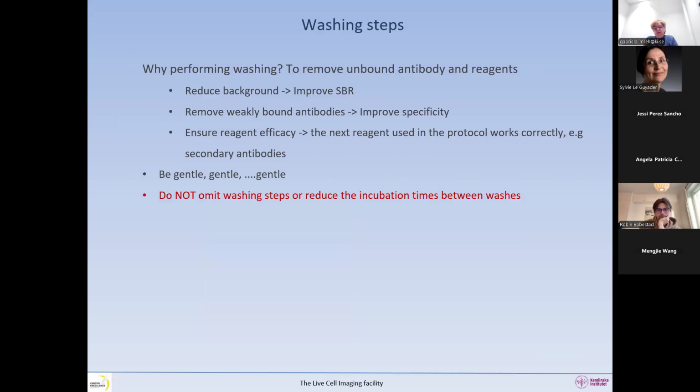Do not omit the washing step or reduce the incubation time between washes. There is a reason why they are in the protocol, and the manufacturer always mentions a certain washing step with a certain amount of time between. The most common buffers are again PBST or TBST. The T is important, not to be omitted. Don't be in a hurry, make the correct solutions.